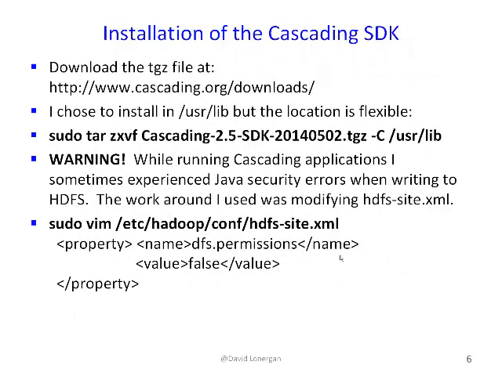Installation of the Cascading SDK is straightforward and is simply unpacking a tar file. I chose to put it in user lib. You can see that I put the tar command on this slide here. Warning, I did experience Java security errors when writing to HDFS. This was when Cascading was writing some intermediate files. In order to get around this issue, I made an HDFS configuration change in hdfs-site.xml. I changed dfs.permissions to false.